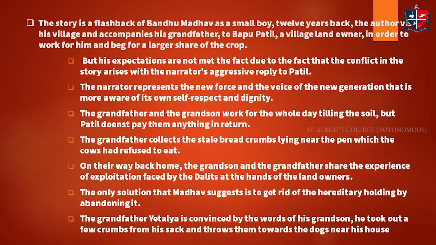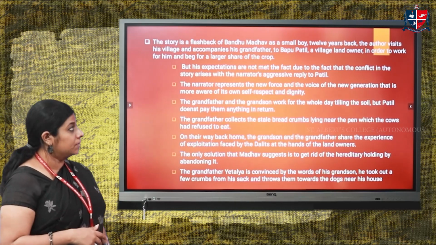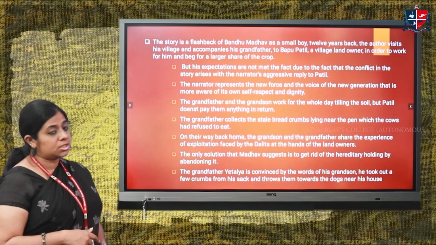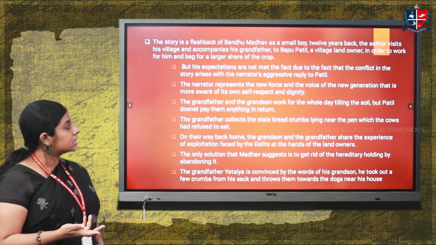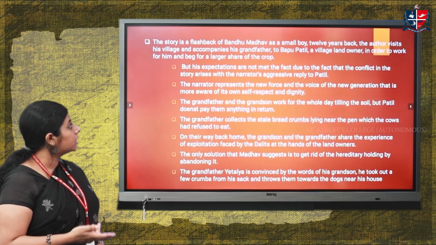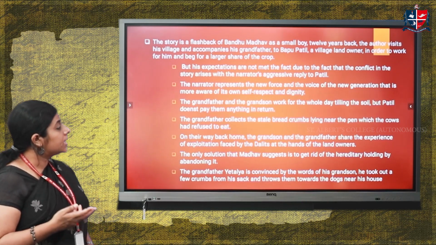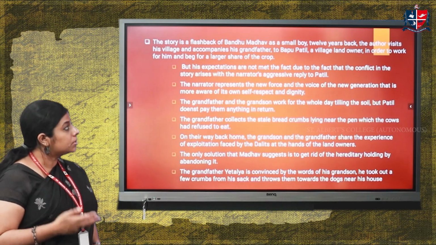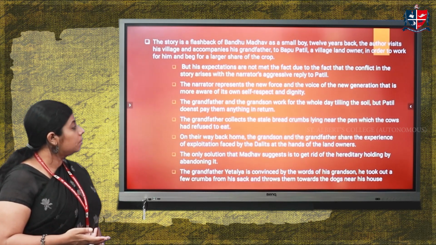Now, basically, the short story is a flashback of the grandson named Bandhu Mahadev, who is a small boy, and the flashback goes back 12 years. Now, the author visits his village after 12 years, and he accompanies his grandfather to Bapu Patil, a village landowner, in order to work for him and beg for a larger share of the corn or the crop. But his expectations are not met, as the conflict in the story arises with the narrator's aggressive reply to Patil.